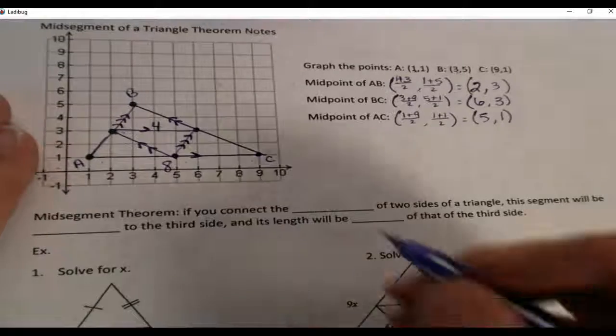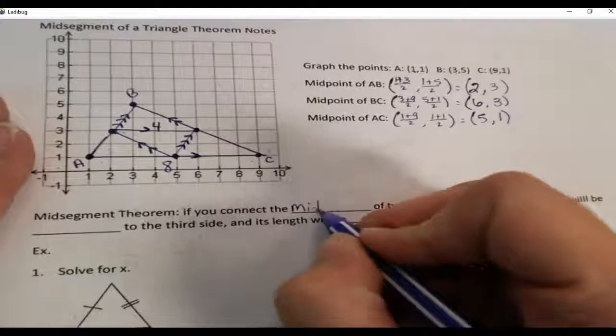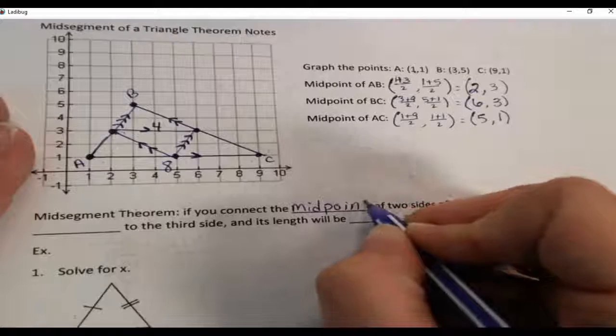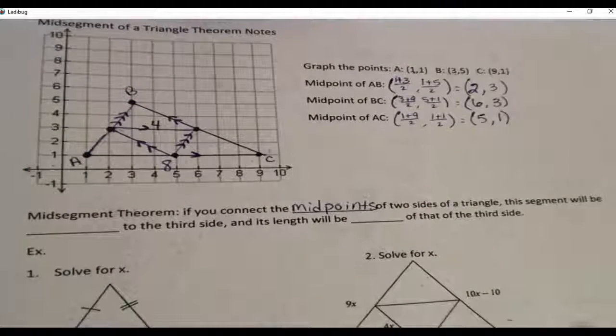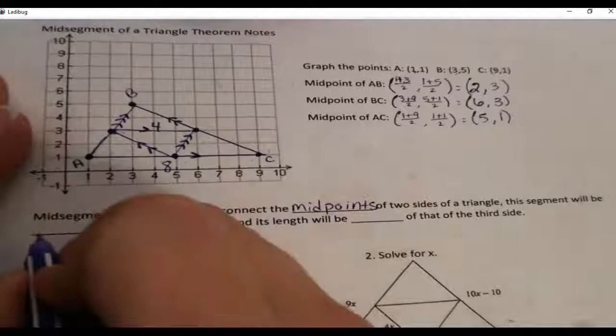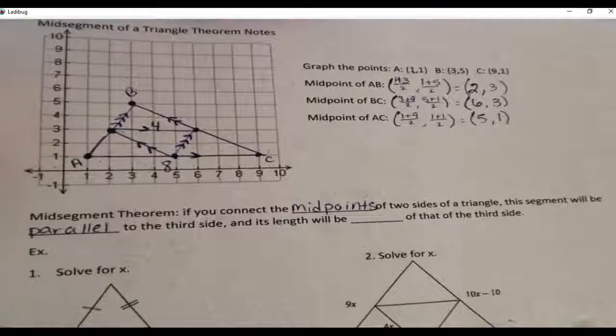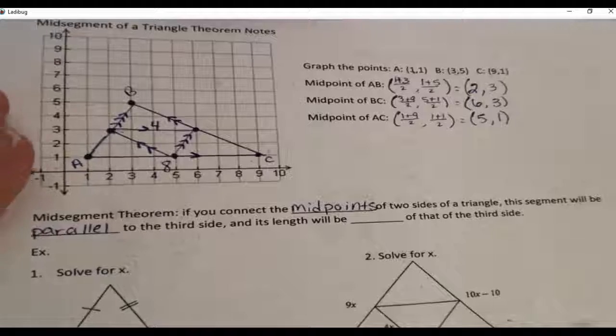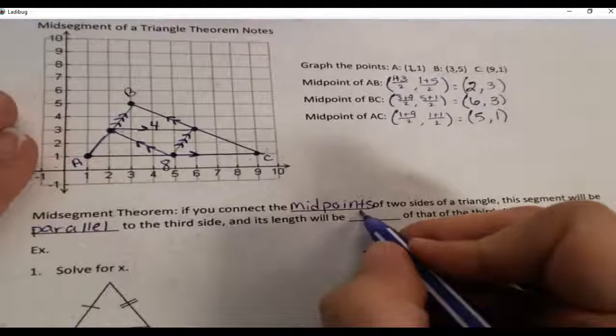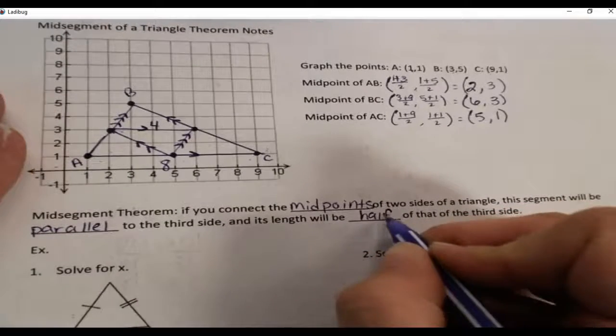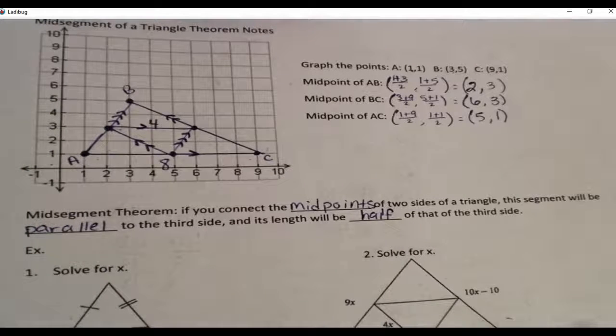So if you connect the midpoints of two sides of the triangle, this segment will be parallel to the third side, and its length will be half of that of the third side.